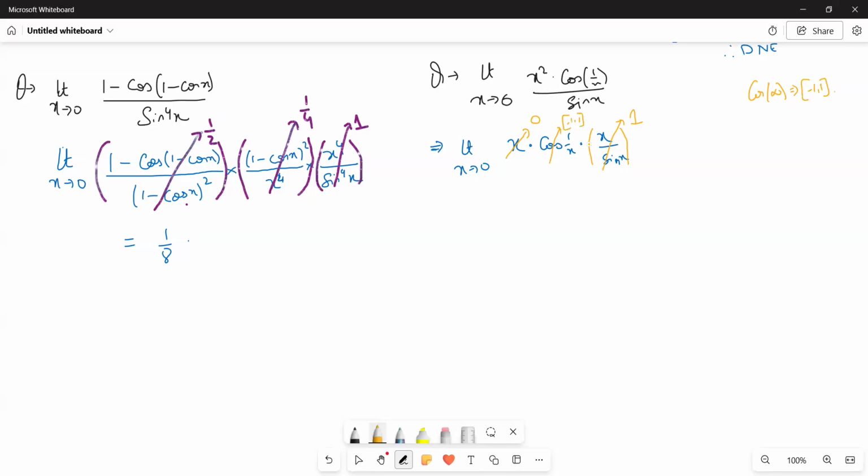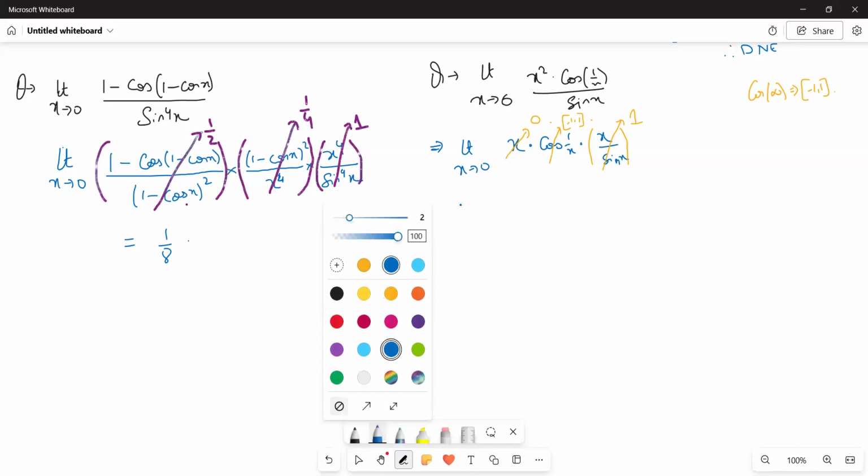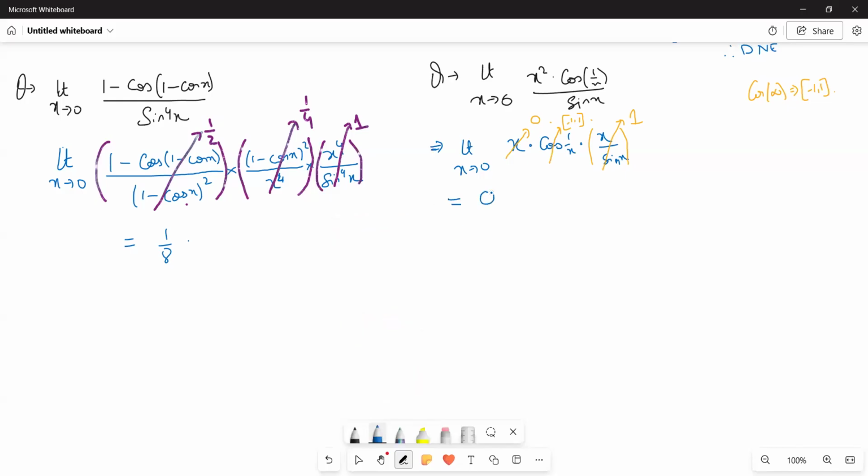And now let's look at what happens. So a number lying between -1 to 1 into 1 remains the same. Into 0. क्या हो जाएगा? 0. So the answer of this would be 0. Although we have a cos infinity, but we use the fact that cos infinity is a bounded function. It is range restricted. It has to lie between -1 to 1. Hence, the value would be 0.